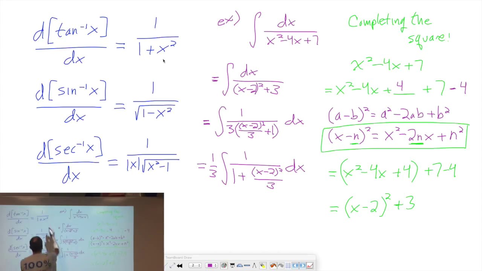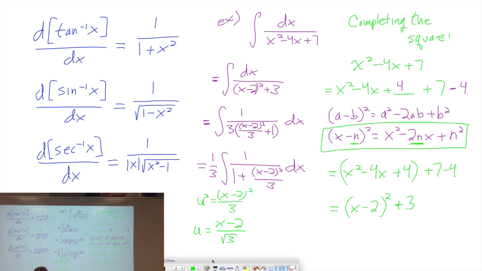I'm looking for 1 plus x squared. Well, I'm going to use u instead. And I'm going to say that u squared is x minus 2 squared over 3. So u, take the square root of the numerator, x minus 2 squared becomes x minus 2, square root of the denominator, square root of 3 is just the square root of 3. I'm not going to rationalize it right now.